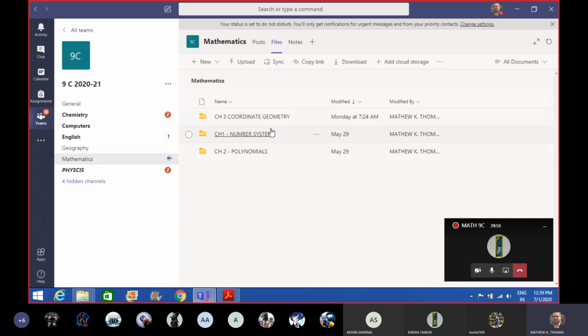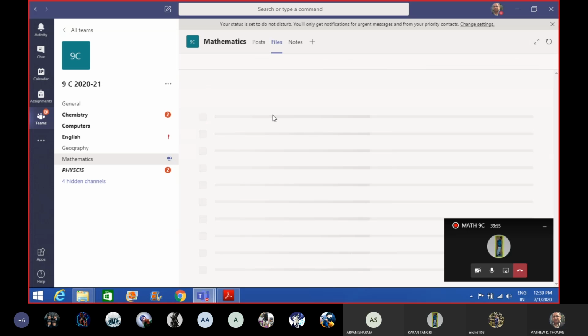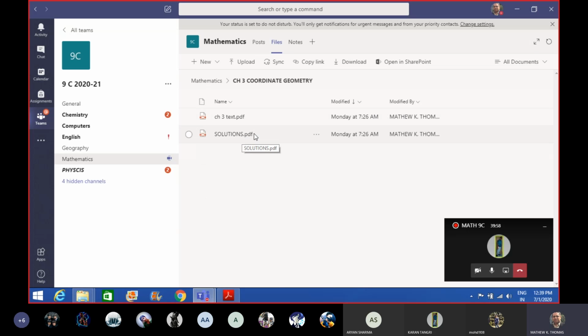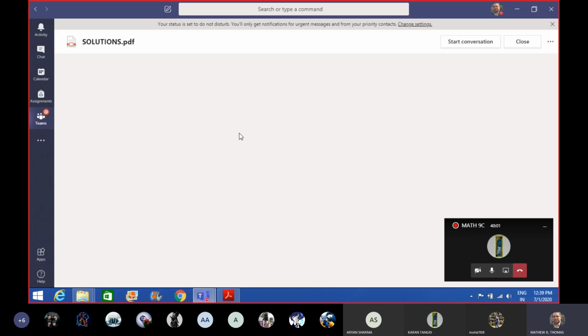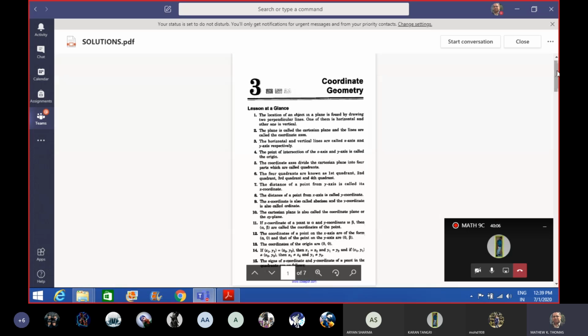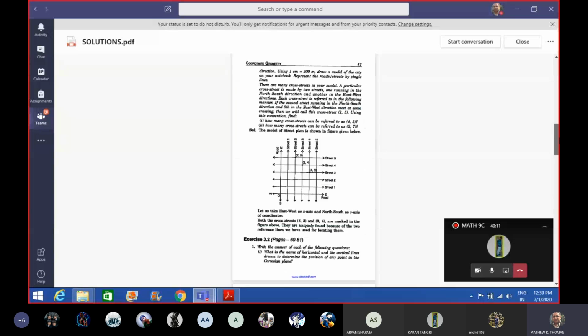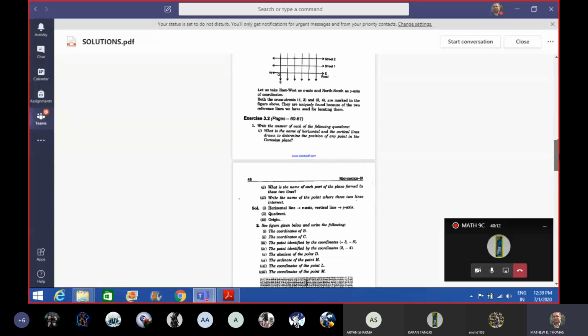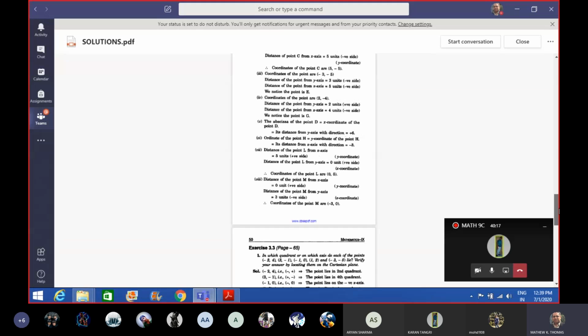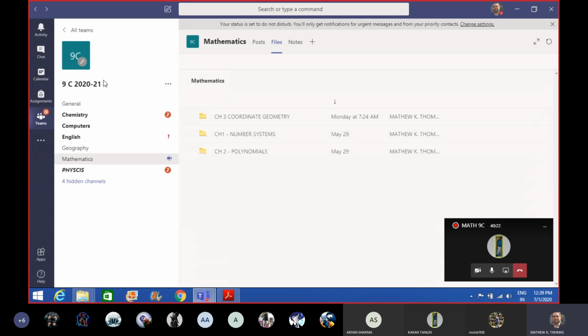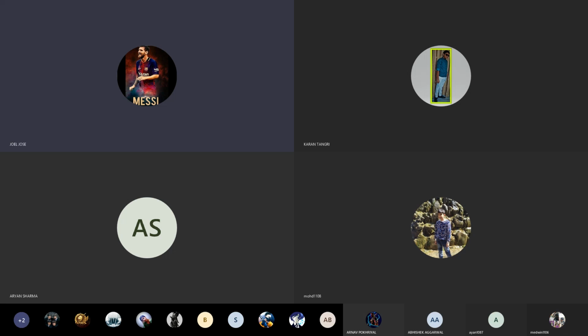When you go to files, I have uploaded chapter-wise all the notes that you require. I have started with chapter 3, and the chapter 3 solutions are uploaded here. In case something is left for you to copy, you can always see the notes here. Today's work, 3.1 and 3.2, is there. Whenever you are not able to copy anything or you are missing class, you are expected to see the notes from here. Okay, sir.